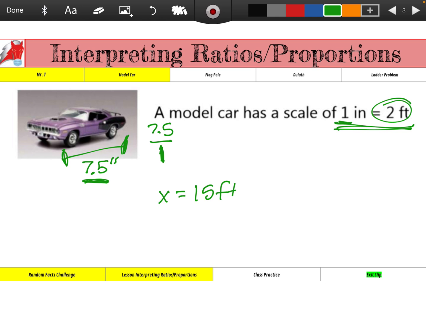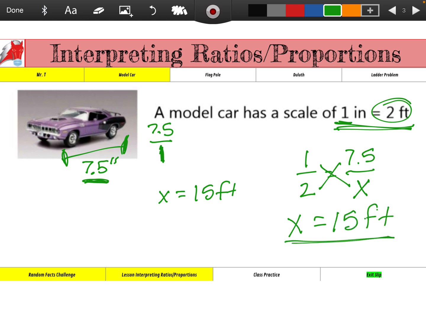Another way to think about it is if I know that for every inch is 2 feet, that'd be the same thing because I know I want to get 7.5. Well, what would the actual thing be? Cross multiply. Again, 1 times x is x. 7.5 times 2 is 15. And you see, I get the same thing. Okay?